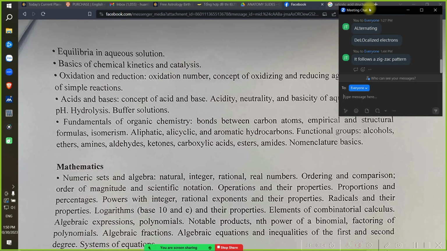And what else? Carboxylic acid is the most oxidized form. Alcohol is the most reduced form. So carboxylic acid is the most oxidized form, but the alcohol is the most reduced form.